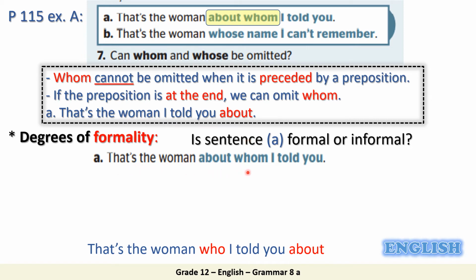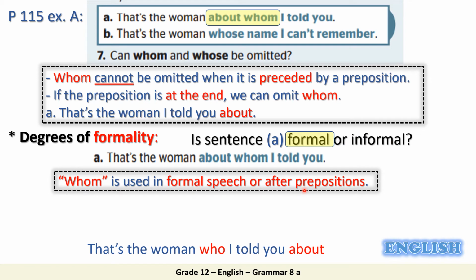Indeed, is sentence A formal or informal? This sentence, is it formal or informal? Indeed, it is formal. Right? That's the woman about whom I told you. It is formal because of the use of whom. Whom is used in formal speech or after prepositions.